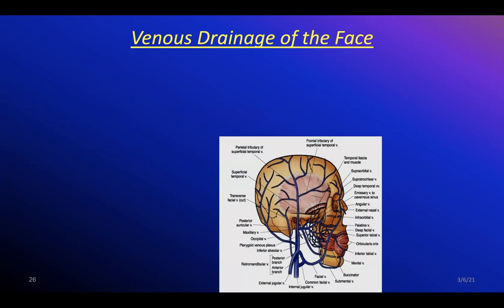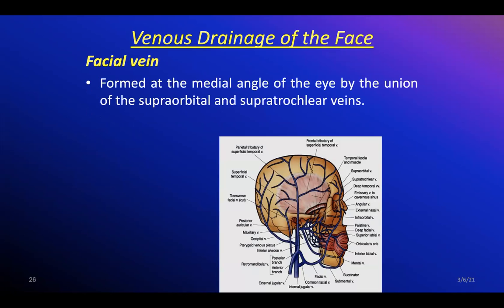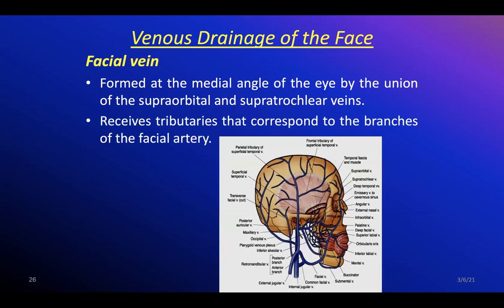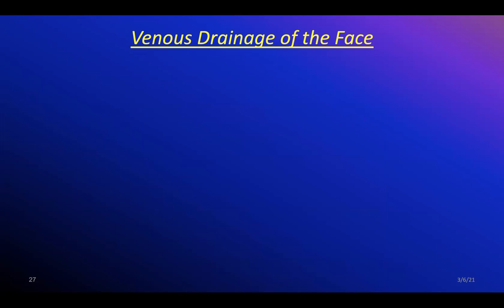Now we have the venous drainage of the face, mainly the facial vein. The facial vein is formed at the medial angle of the eye by the union of the supraorbital and supratrochlear veins, and receives tributaries that correspond to the branches of the facial artery. Most of the branches are companion venous branches.